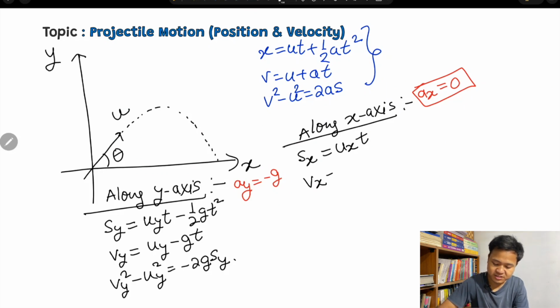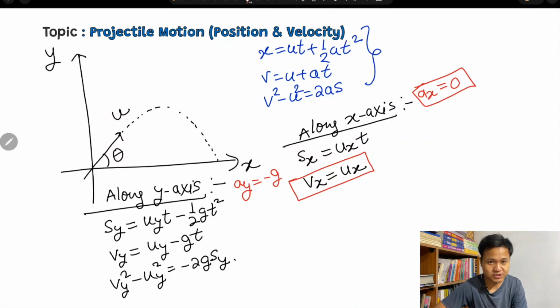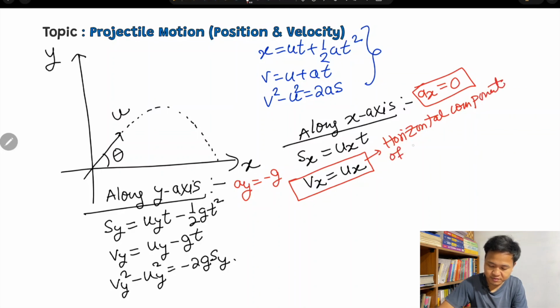Next, what is vx? vx equals ux plus ax into t, and ax is 0. So therefore, you will have vx equals ux. Here, what can you write? Since there is no acceleration, velocity is constant. Whatever initial velocity you have will be present throughout the whole motion. So here, the horizontal component of velocity remains unchanged. I'll write here unchanged, or you can write the same.